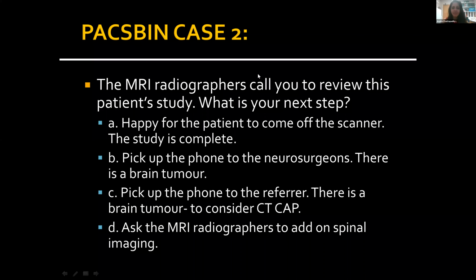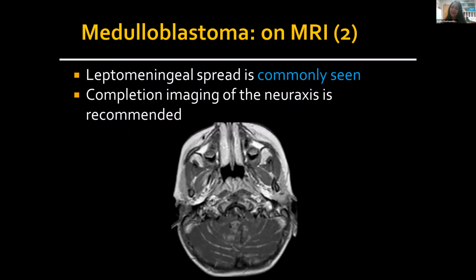Super, so I can see some of the answers coming through. So yes, a lot of people have given 2 answers and I think that's the right way. So what I do with the child still on the scanner is I'd complete the spine and then pick up the phone to the neurosurgeons. And why do we need to do the spine? Well, particularly medulloblastoma, as well as some of the other tumours, have a propensity for CSF dissemination.